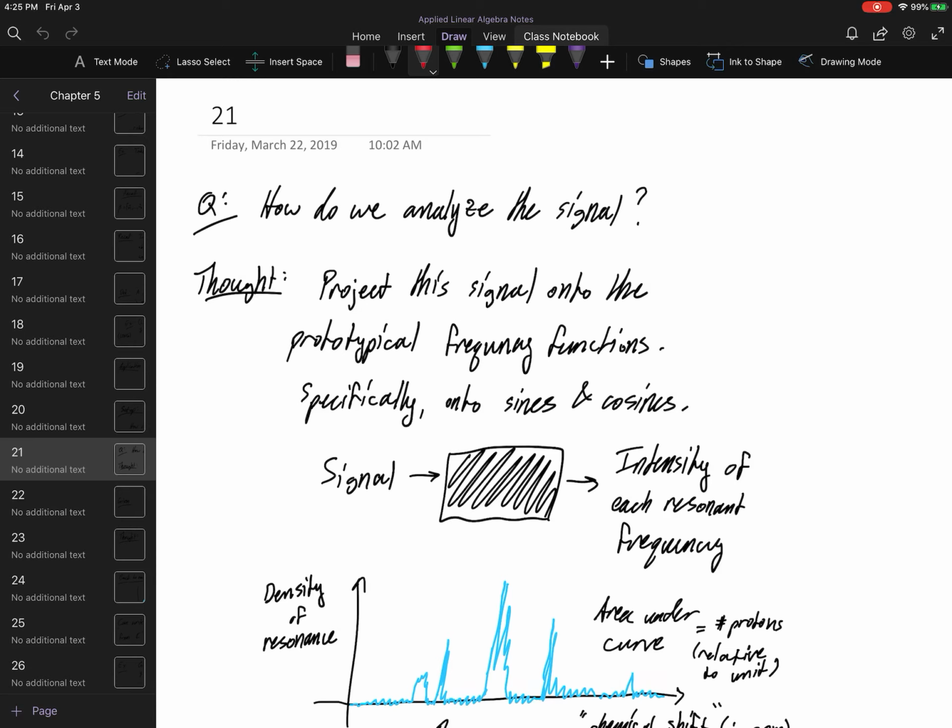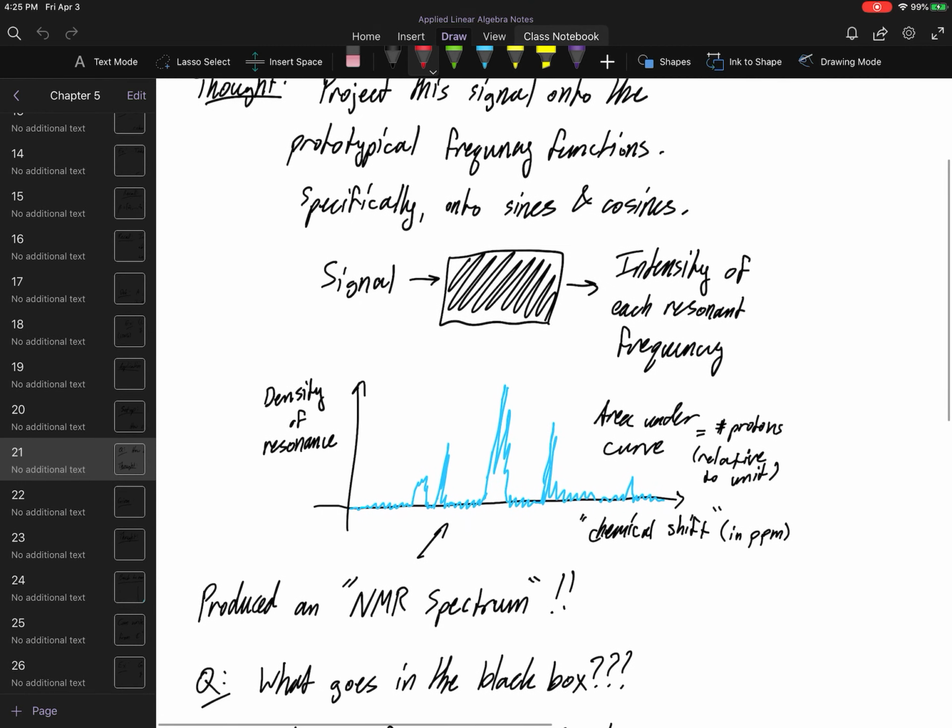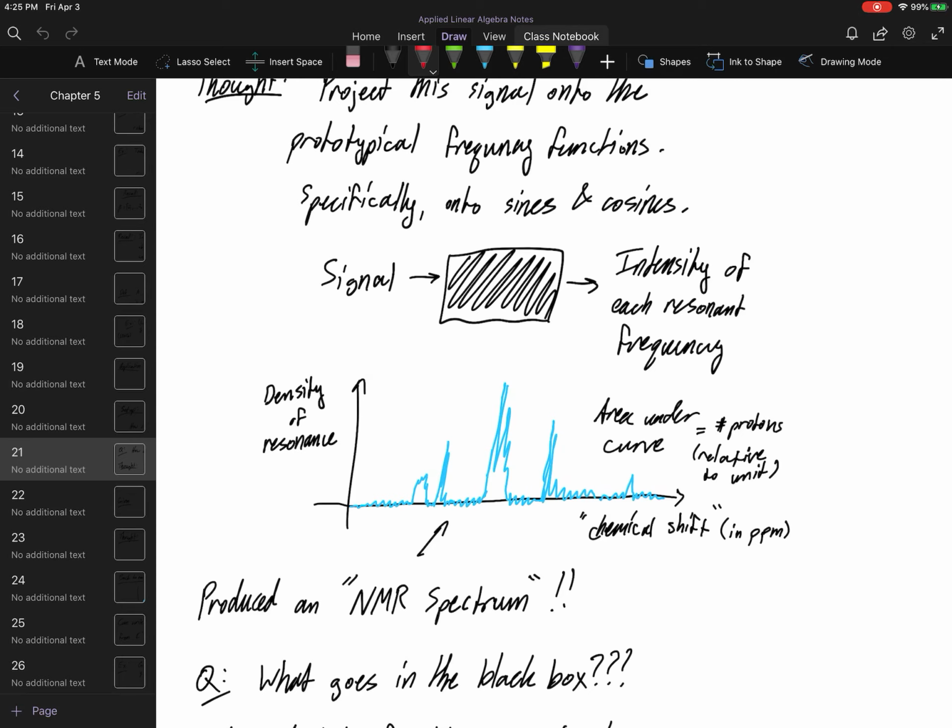So how do we analyze this signal? The idea would be to project this signal onto prototypical frequency functions, so basically sines and cosines of given frequencies. We take that signal, feed it into some black box algorithm, and out pops the intensity of each resonant frequency. You can see in this little plot that this is exactly what you wind up with when you feed the electric field output, or the current output signal, into what's called a Fourier transform, or a fast Fourier transform, or discrete Fourier transform.